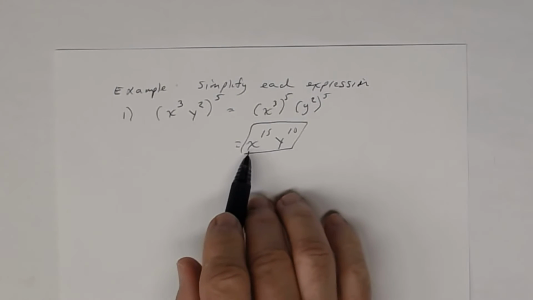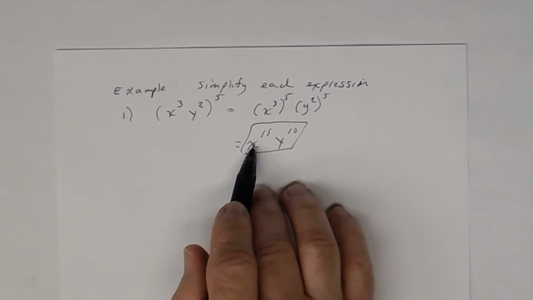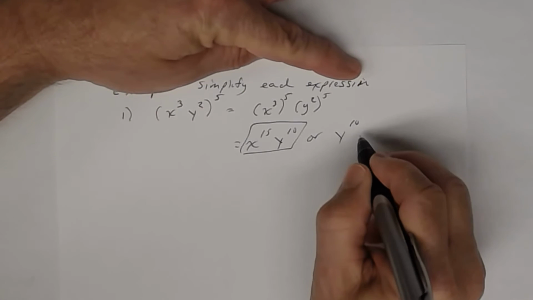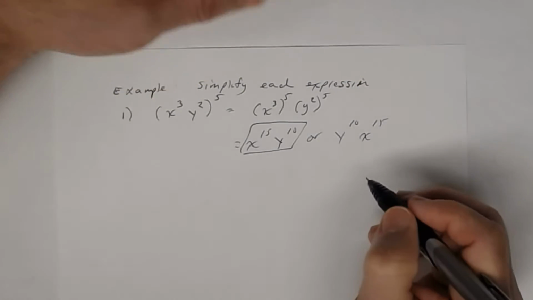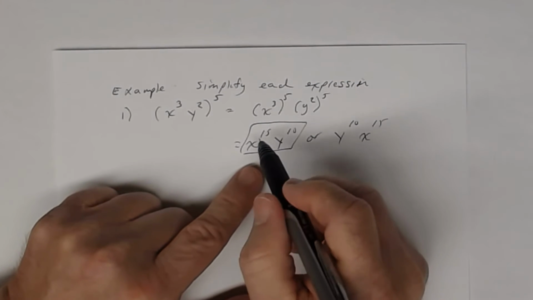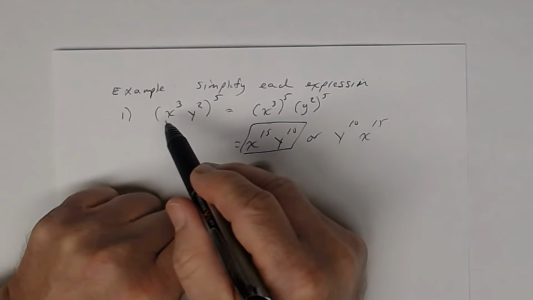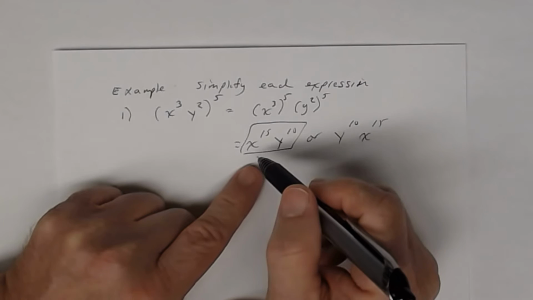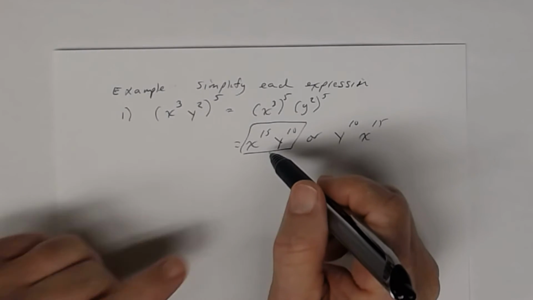And we tend to put them in alphabetical order. So notice x, y. If you wrote it as y to the 10th, x to the 15th, that's fine as well. But you'll usually see it written in alphabetical order. That's not always the case, but most times it will be.